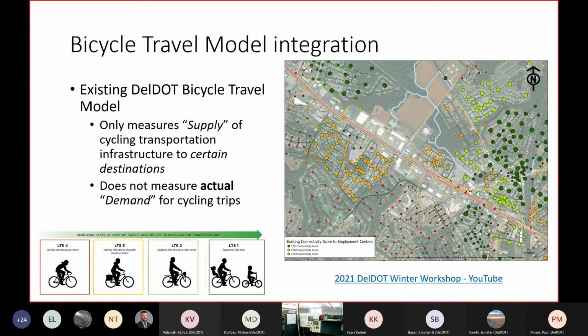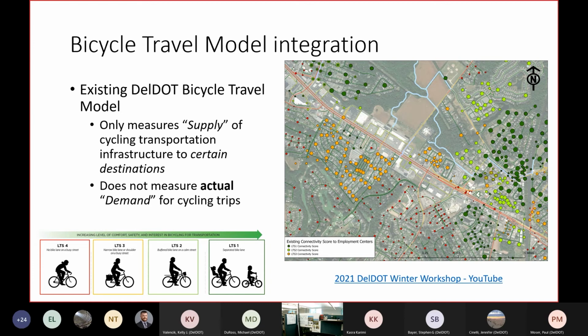And then we see how well connected people are from their household, or those tiles I showed you earlier, to different destinations. In this instance, we're showing it to employment centers. This is an interesting visualization where we show the level of connectivity. The green dot means you have a high level of connectivity at level of traffic stress 1. Light green dot means level 2, orange means level 3, and red means level 4. So if you're at level 2, 3, or 4, it means you don't have access at level 1.